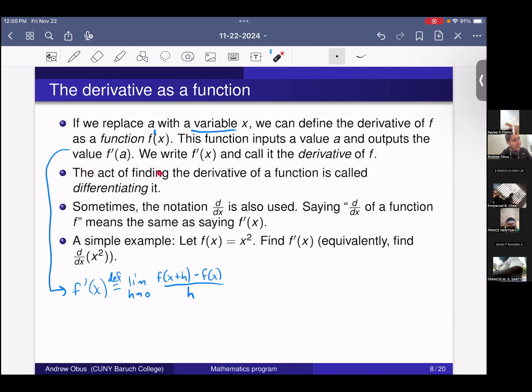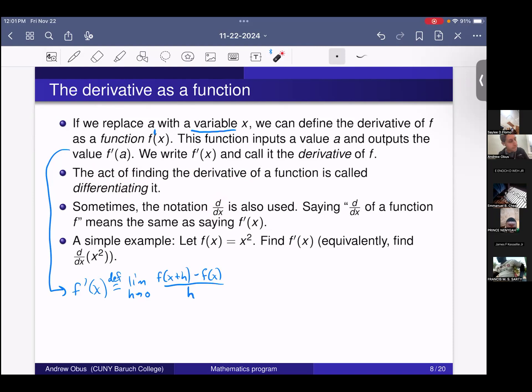So I should say the act of finding a derivative of a function is called differentiating it. Sometimes you'll hear somebody say "differentiate the function." That means take the derivative of the function. And there's other notation that's sometimes used. Sometimes this notation d dx is used for a derivative. You'll see this in the book.